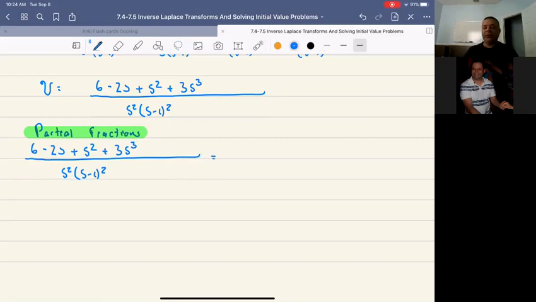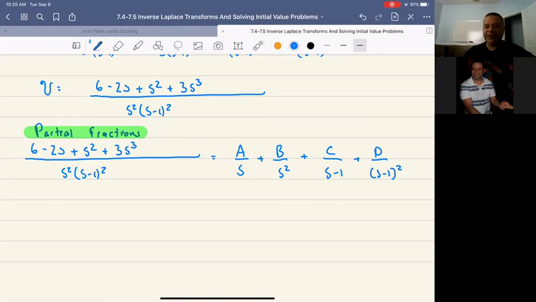Now, we've got the s squared, the s minus 1, the s minus 1 squared. So that means we have a over s plus b over s squared plus c over s minus 1 plus d over s minus 1 squared. Remember, you don't need that ax plus b. That's when you have something like s squared plus 1. And even then, if we go into complex, we can avoid that. But we got this.